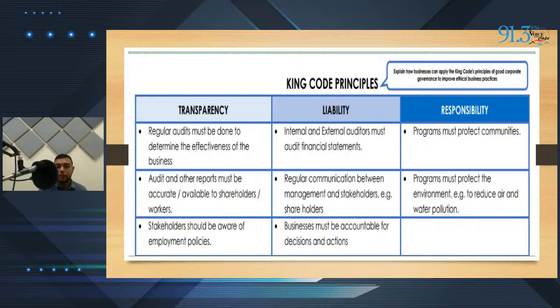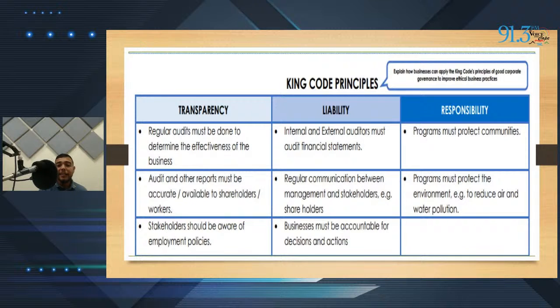Boys and girls, ladies and gentlemen, what you need to know about the King Code principles, they will ask you in question two. Name the King Code principles, and you just say transparency, liability, and responsibility. But what are they? Transparency. Transparency is that regular audits must be done to determine the effectiveness of the business, and audit and other reports must be accurate and available to shareholders or workers, as well as shareholders should be aware of employment policies.